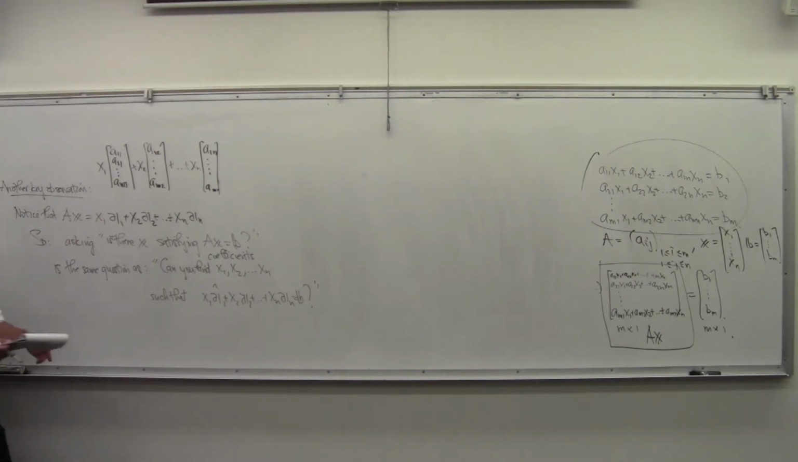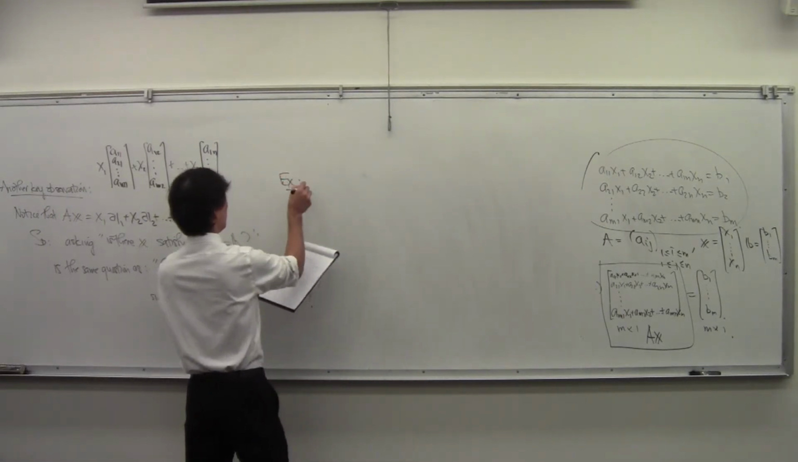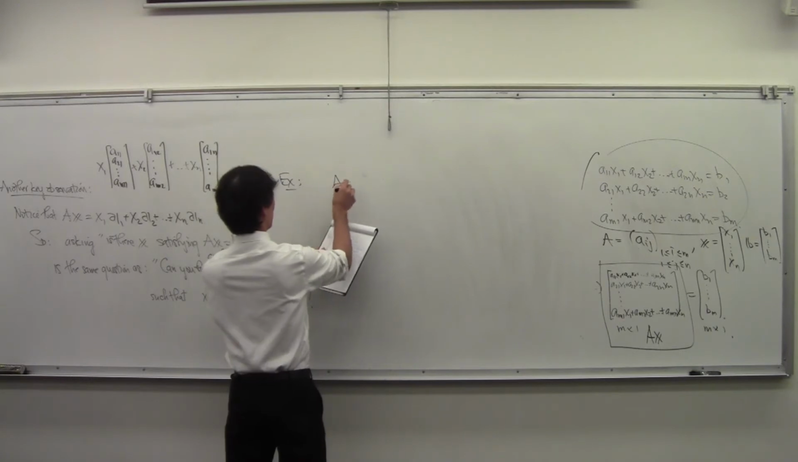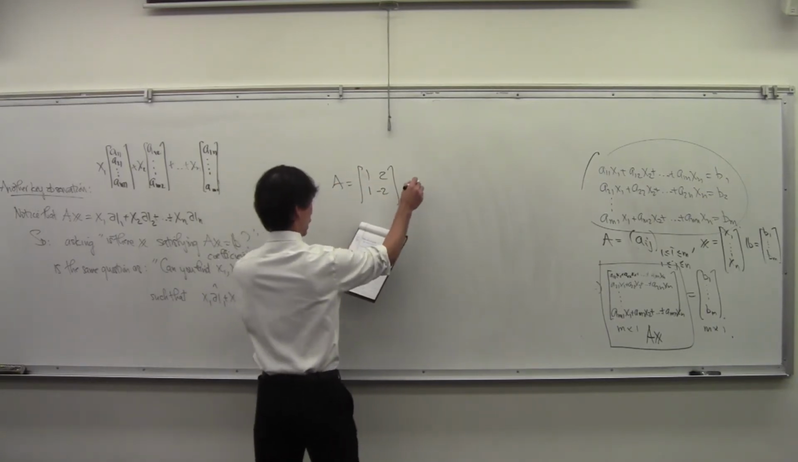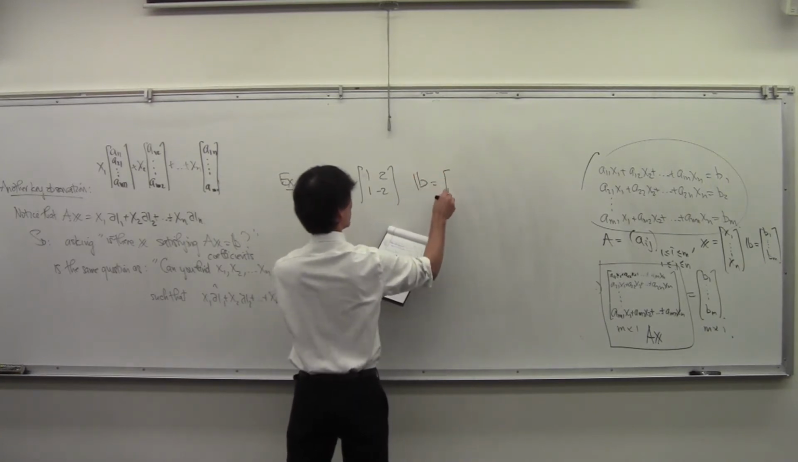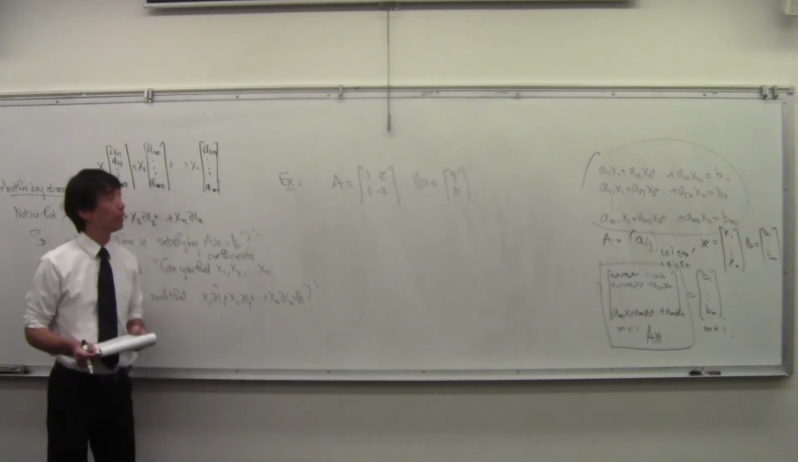Let me make that concrete. So suppose A is 1, 2, 1, negative 2, and B is 4, 0.